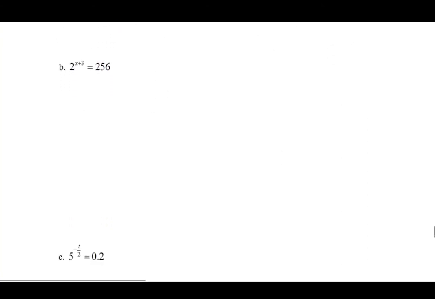Okay. Now this one. Let's figure out what 256 is. On the left-hand side, 2 to the x plus 3. Not much we can do there. But 256. Okay. What do you want to divide this by? 4.